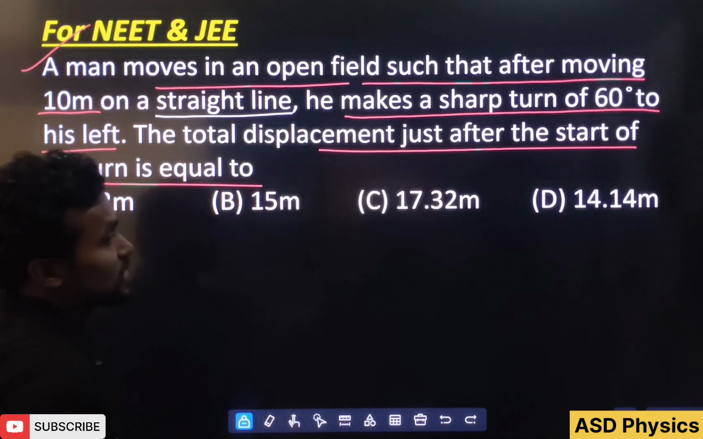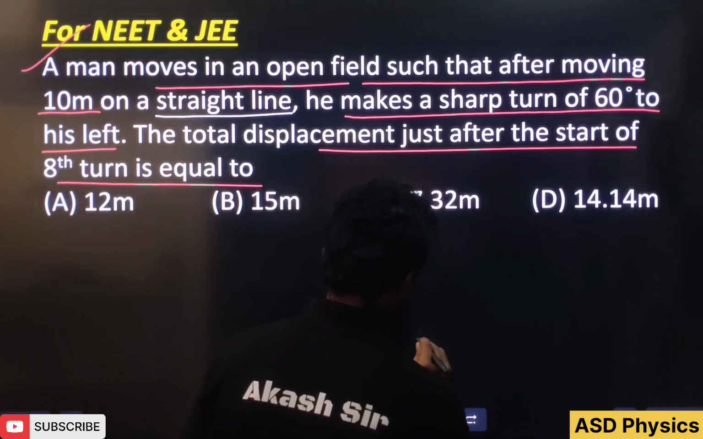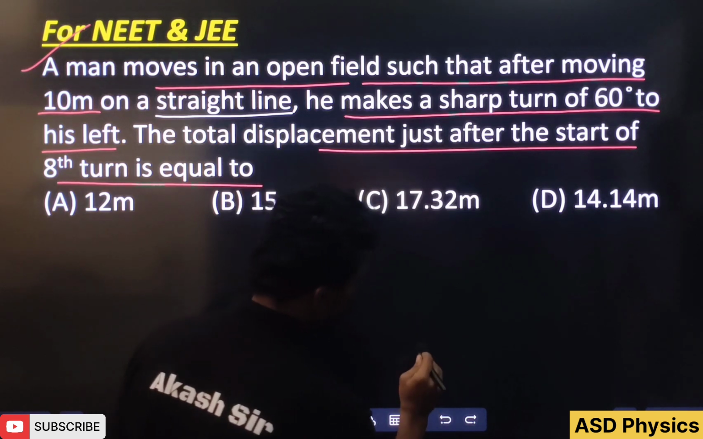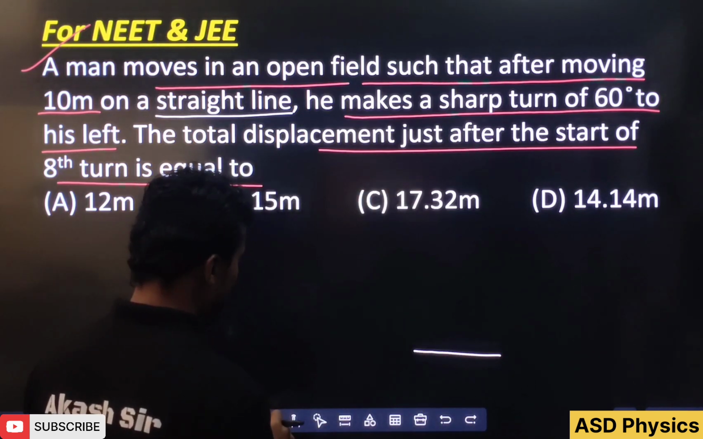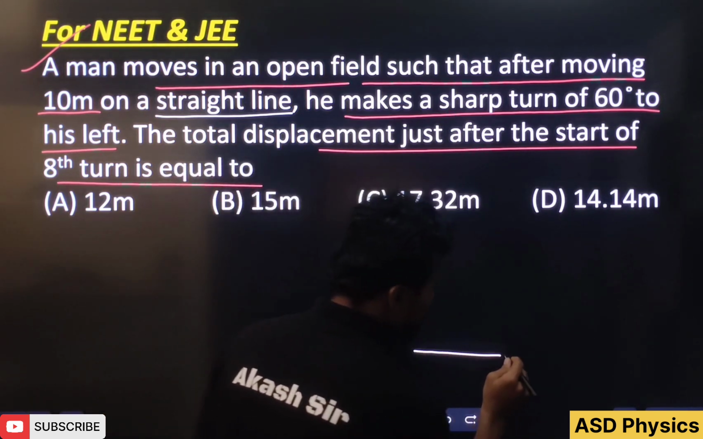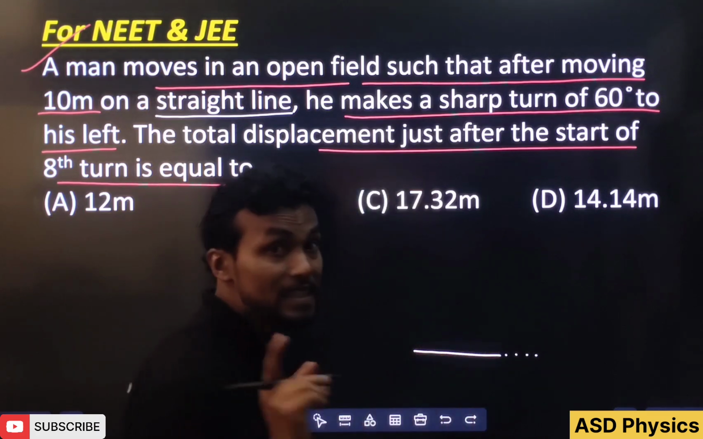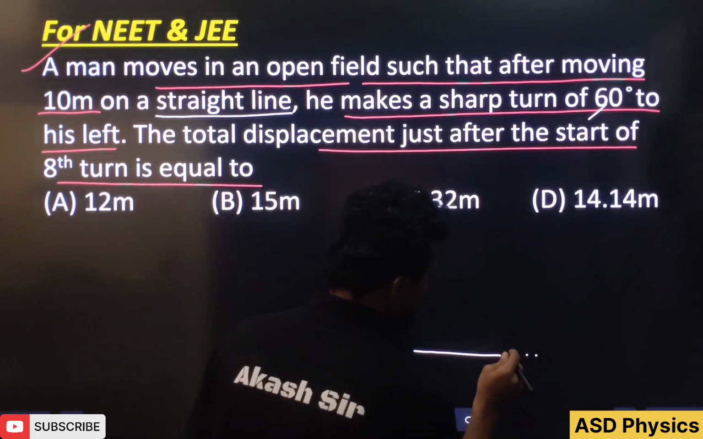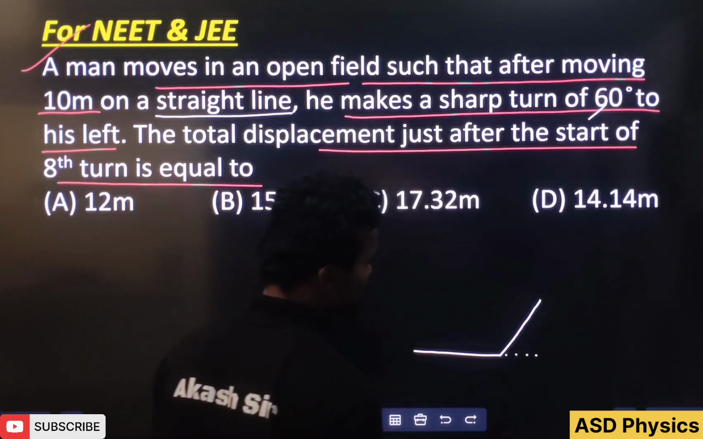Starting is that the person is moving in a straight line here. Okay, so let me draw here. See, the person is moving in a straight line. I will draw somewhat smaller so that we can draw completely. After that, what will happen? Here the man was going in this direction, but how much turn will he take? He is taking the 60 degree turn. Okay, so 60 degree turn is there like this.